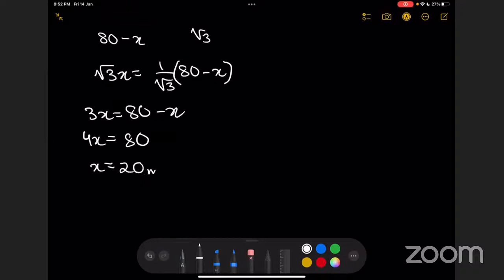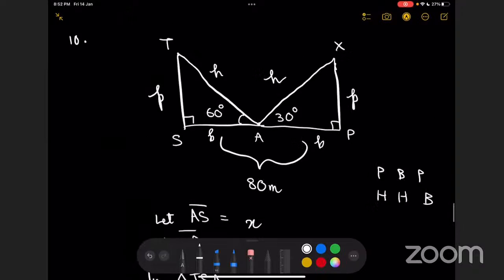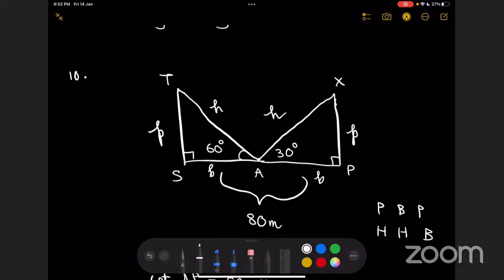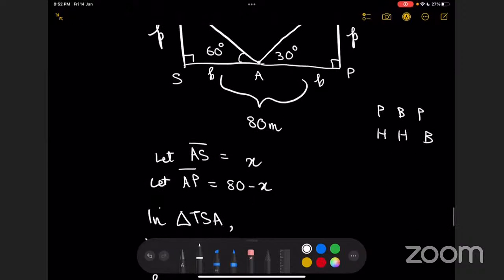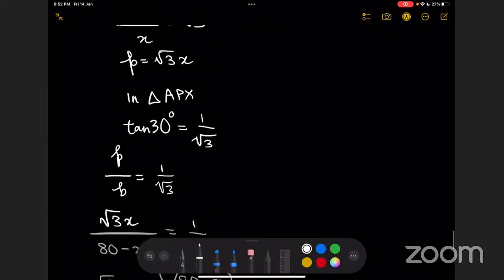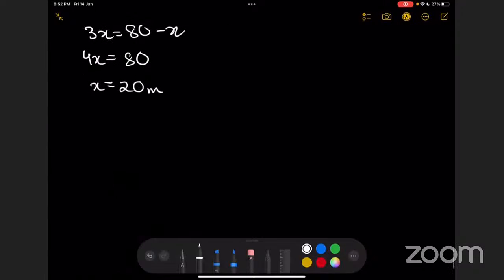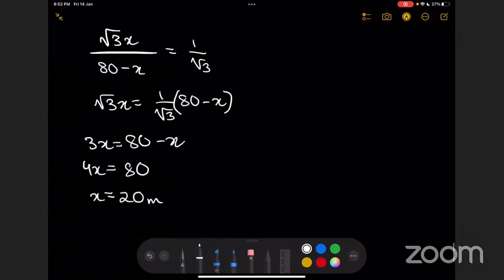Therefore, I'm just going to write meters here, but we know that the height of the poles, they are both 20 meters. And the distance is 20 meters. AS equals 20 meters, and then AP is 80 minus x, so that's going to be 60 meters. Should I check from the book, or is this right? Should I check it from the book? Yes, you have to. All right.